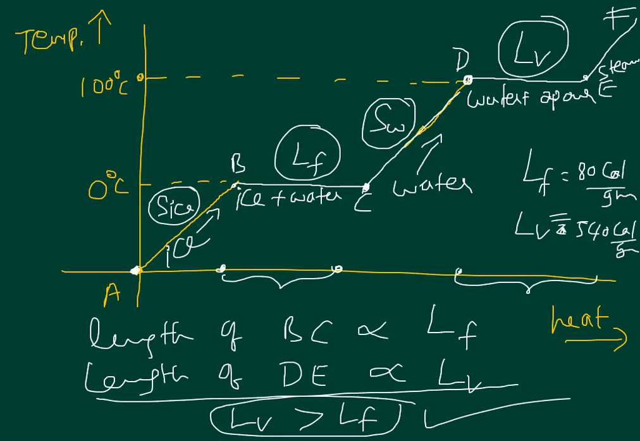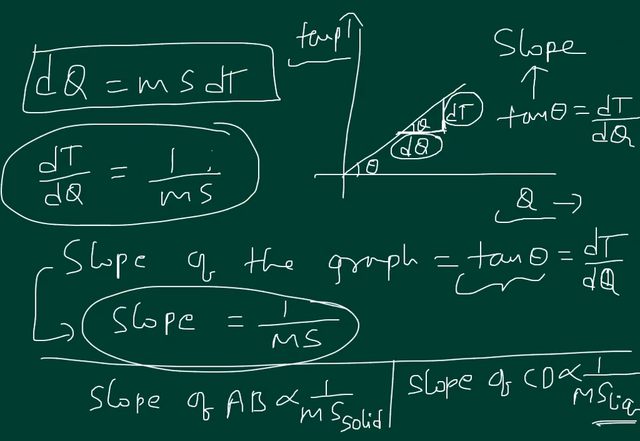Finally, heat is taken on the x-axis, temperature on the y-axis. Different situations: taking ice at some temperature lower than 0 degrees and raising it to 0, then ice at 0 to water at 0, water at 0 to water at 100, water at 100 to steam at 100. Finally, steam is rising in temperature. I hope you are clear with all the things I discussed in this class. Thank you.